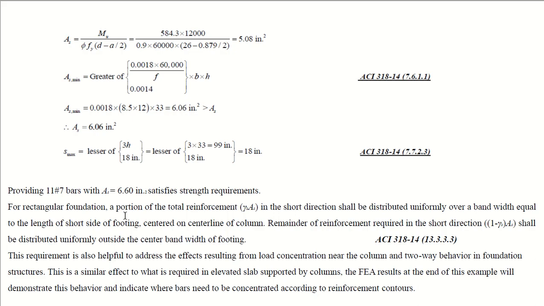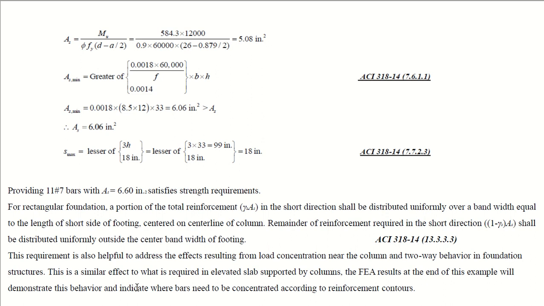For a rectangular foundation, a portion of the total reinforcement in the short direction shall be distributed uniformly over a band width equal to the length of short side of footing, centered on center line of columns. The remainder of reinforcement required in the short direction, which is 1 minus gamma s into total area of steel, shall be distributed uniformly outside the center band. This requirement is also helpful to address the effects resulting from load concentration near the column, and two-way behavior in foundation structures.